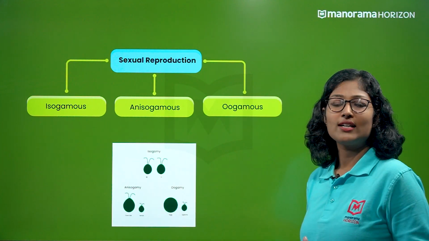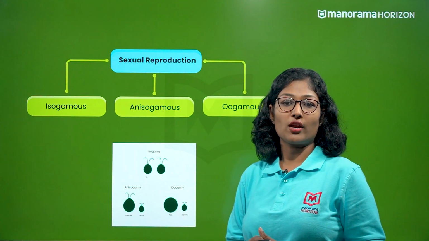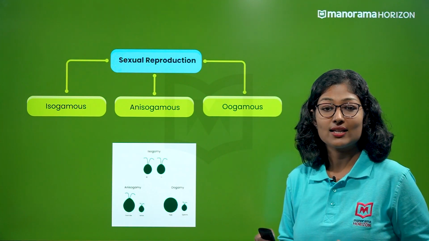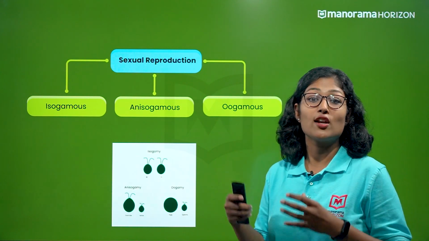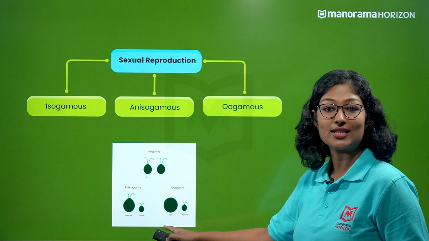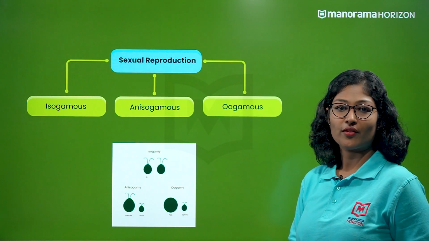And oogamous is a kind of sexual reproduction where the motile male gamete fuses with a large-sized non-motile female gamete. That is the egg.